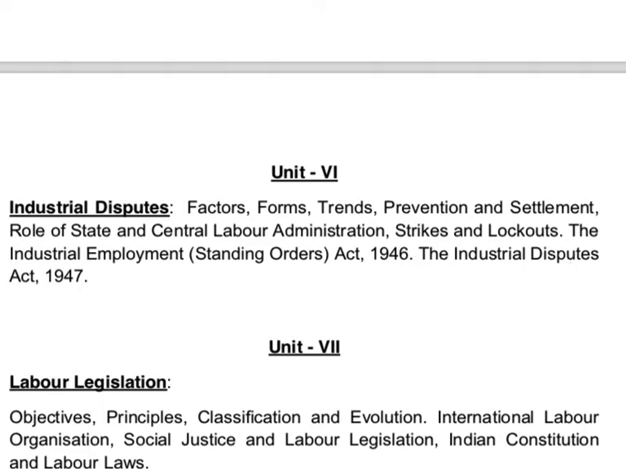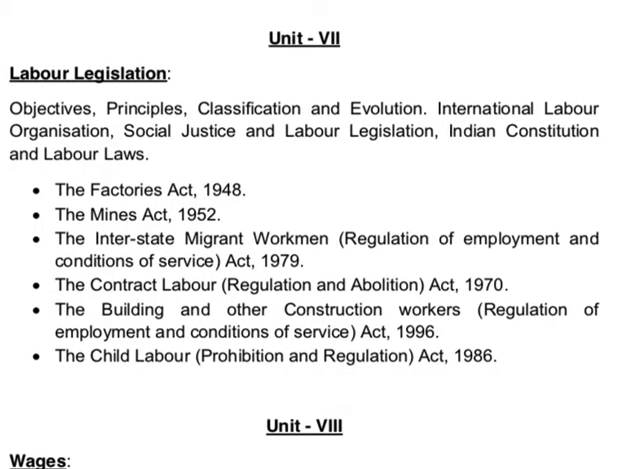The next unit covers the basic labor legislation like the Factories Act, Mines Act, Inter-State Migrant Workmen Act, Contract Labour Act, Building and Other Construction Workers Act and Child Labour. This unit basically deals with the basic working conditions for laborers, what organizations are bound to provide to laborers, the basic necessities that an organization must provide, and that is different for factories and mines, as I'll discuss in my upcoming videos.